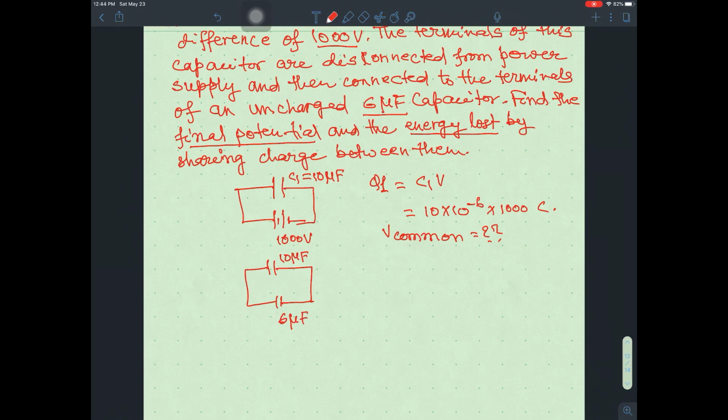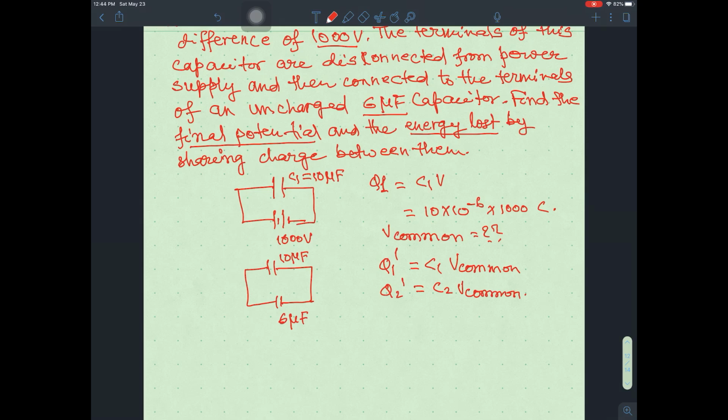So what we can do, Q1 dash, from basic principle. I am not using the formula, I am moving from the basic principle for your better understanding. So after sharing, Q1 dash will be how much? Q1 dash will be equal to C1 into V common, and Q2 dash will be C2 into V common.